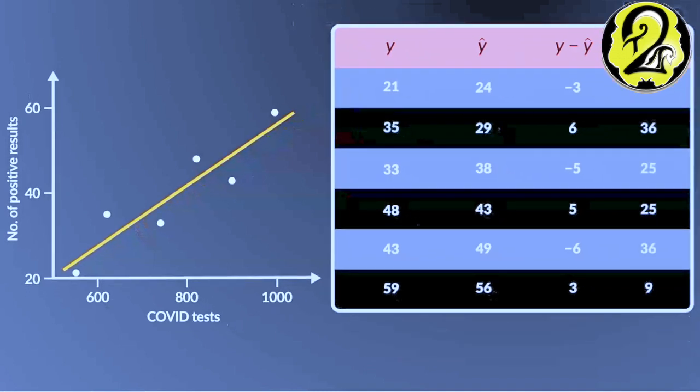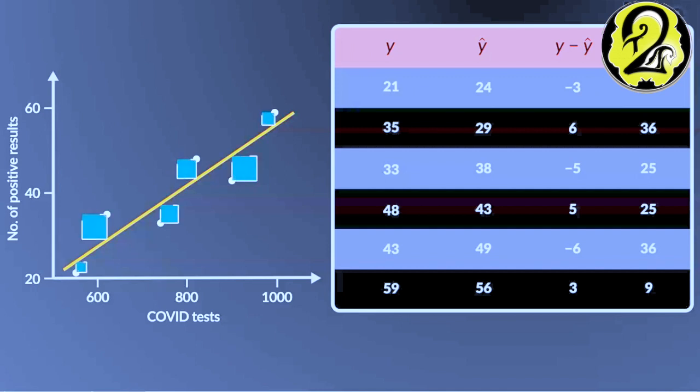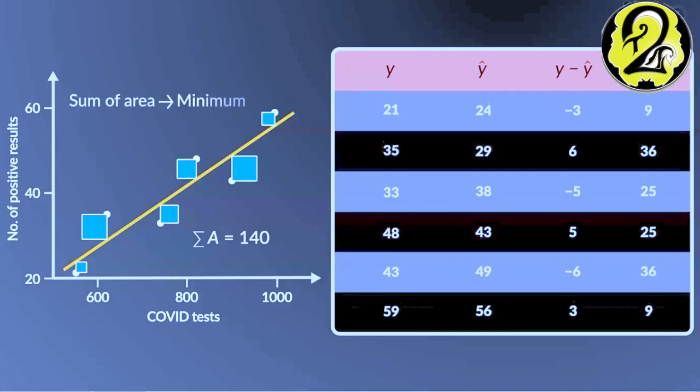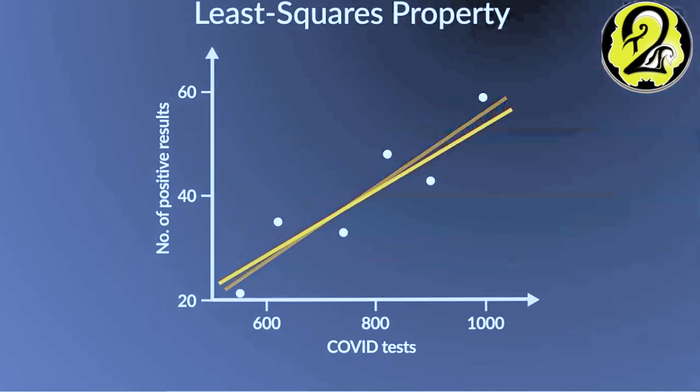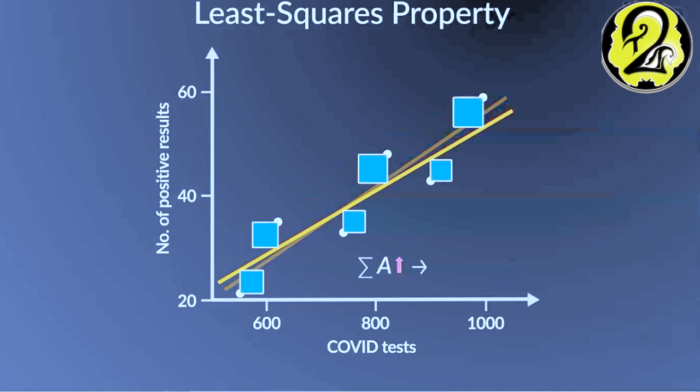The square of these residuals can be visualized by drawing square areas using the original point. The sum of the area of all these squares must be a minimum for the regression line to be the best fit line. This is called the least squares property. For any other straight line, the sum of the areas is higher, hence cannot be considered the best fit line.